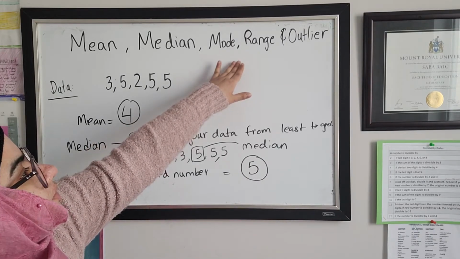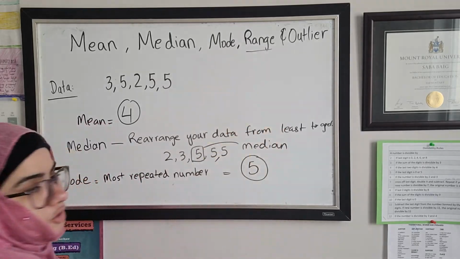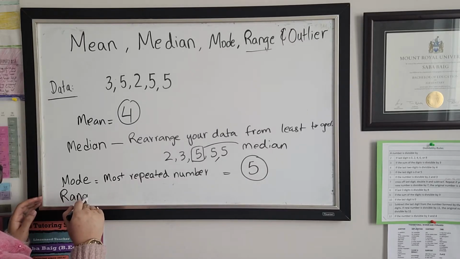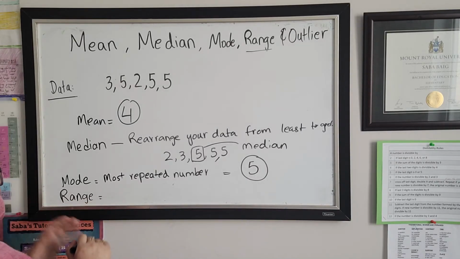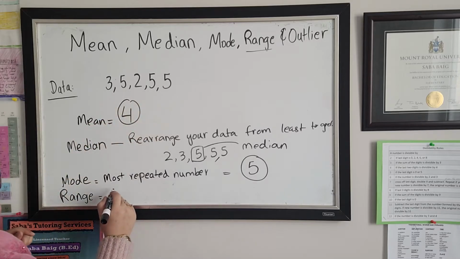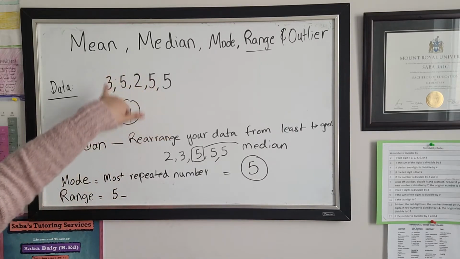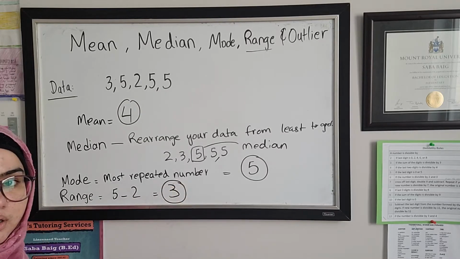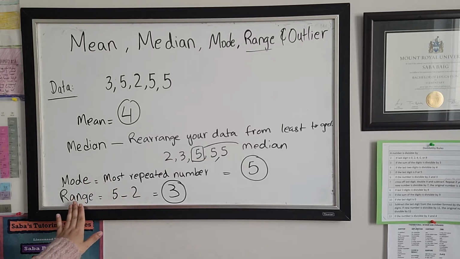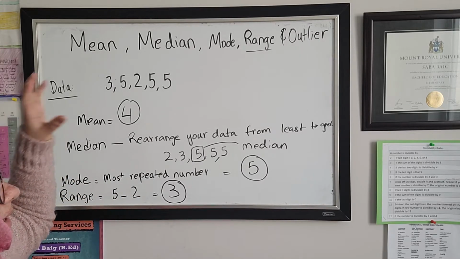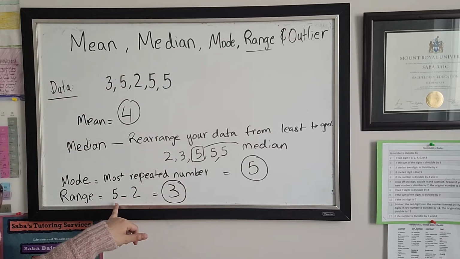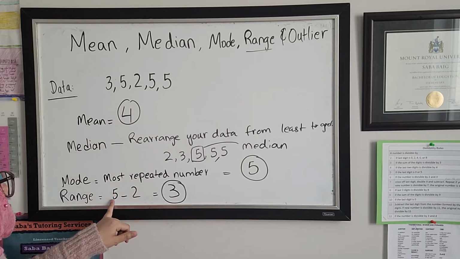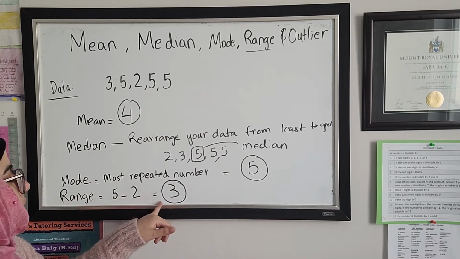Okay. Now, what is the range? In order to find the range, you take the biggest number in the data. What is the biggest number in the data? 5. And take away the smallest number from the data. The smallest number is 2. So 5 take away 2, our range is 3. So it's a subtraction: you take away the smaller number from the bigger number. So 5 is the biggest number, I took away 2 and I got 3 as the range.